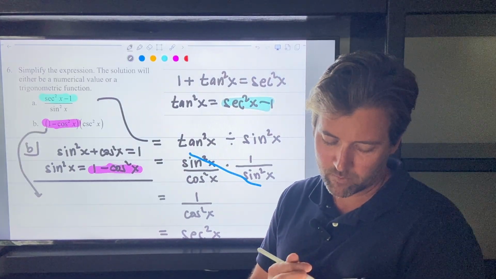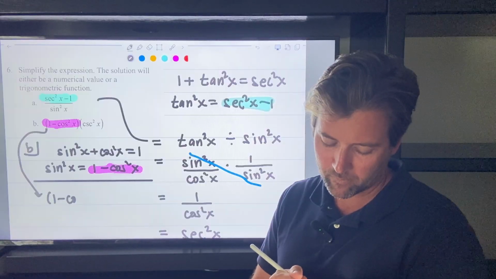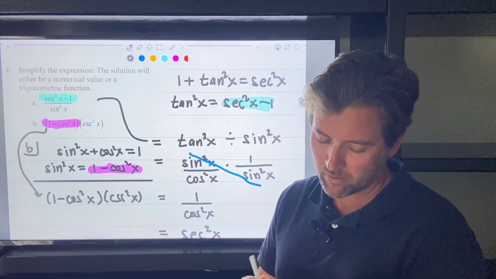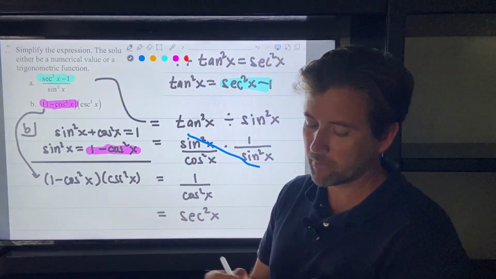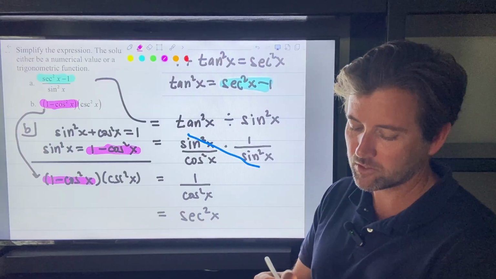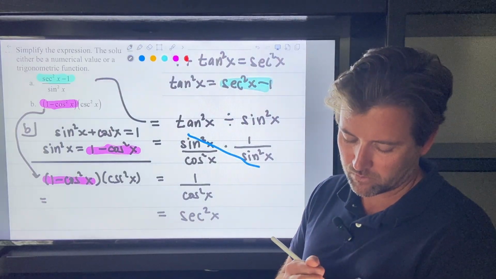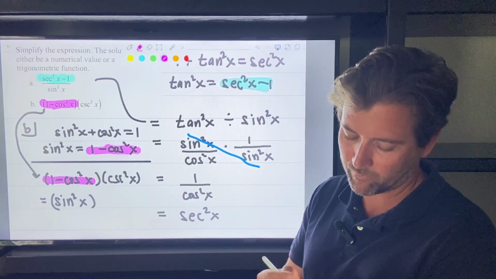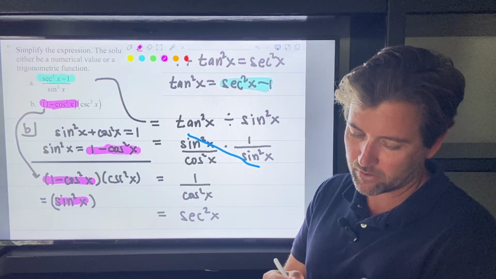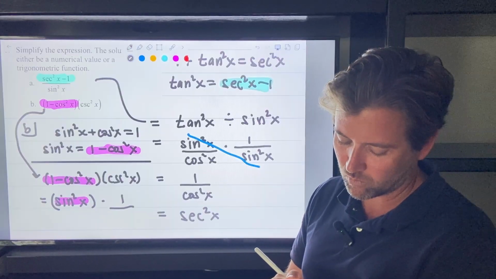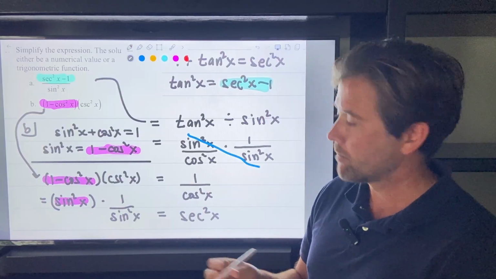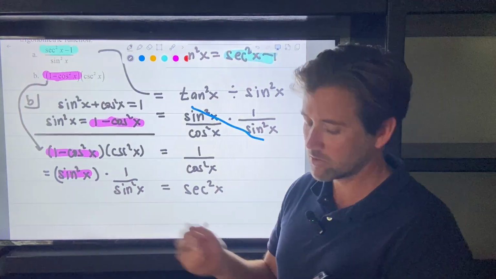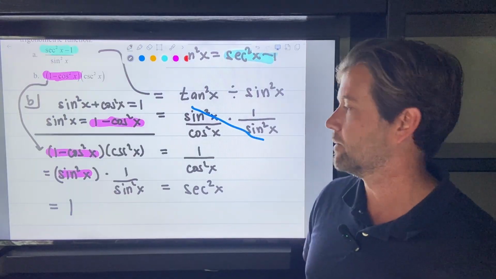So I'm going to take this problem. I'll just rewrite it. And using this information here, I'm going to replace 1 minus cosine squared x with sine squared x. And then cosecant squared x is the same thing as 1 over sine squared x, because cosecant squared x is the reciprocal of sine squared x. These will cancel, and the result will be 1.